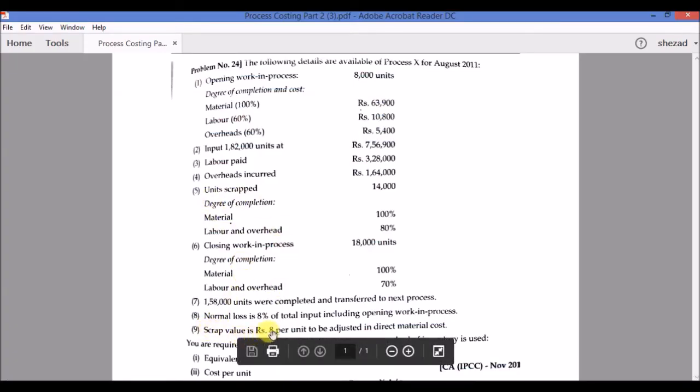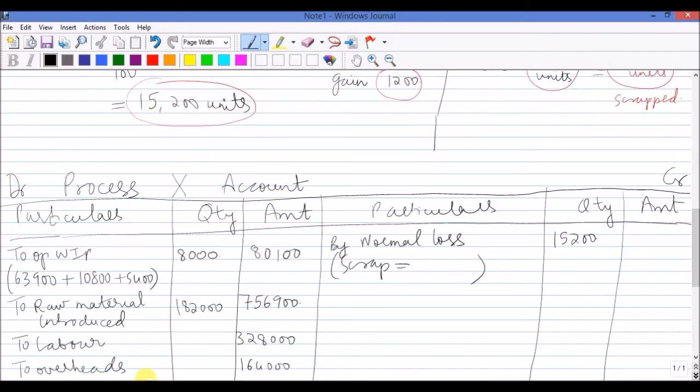So 15,200 units is the normal loss, and I need to look at the scrap value. The scrap value is 8 per unit, to be adjusted in the direct material cost that I will explain later. Right now we know the scrap value is 8 per unit, so 15,200 into 8 is going to give me 121,600.